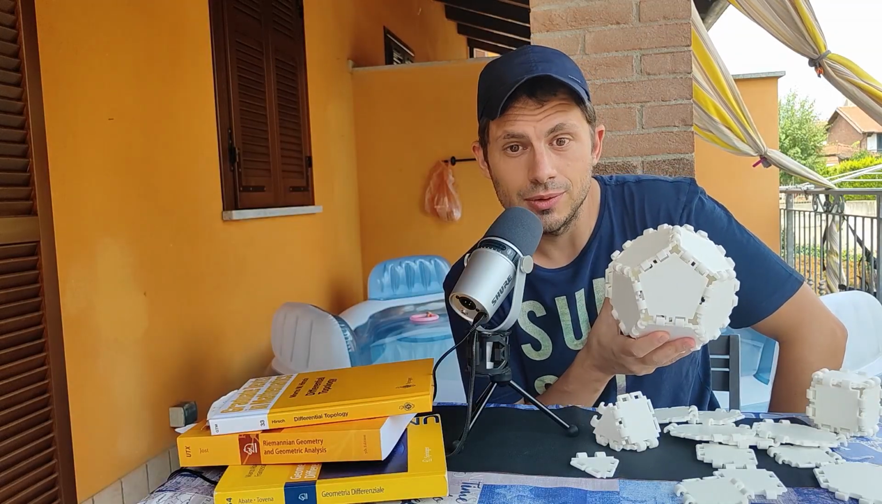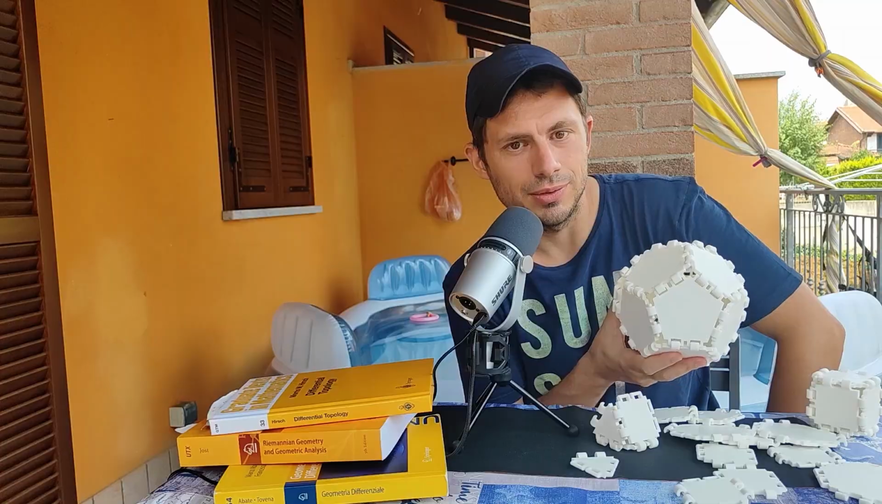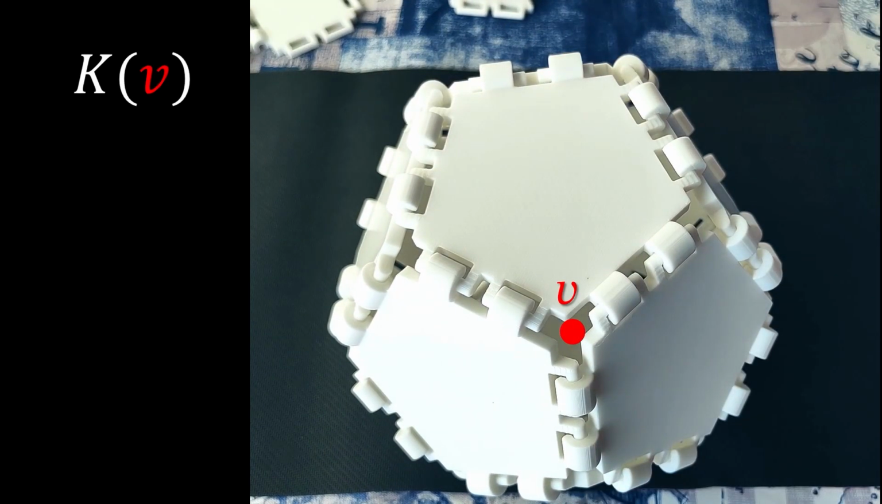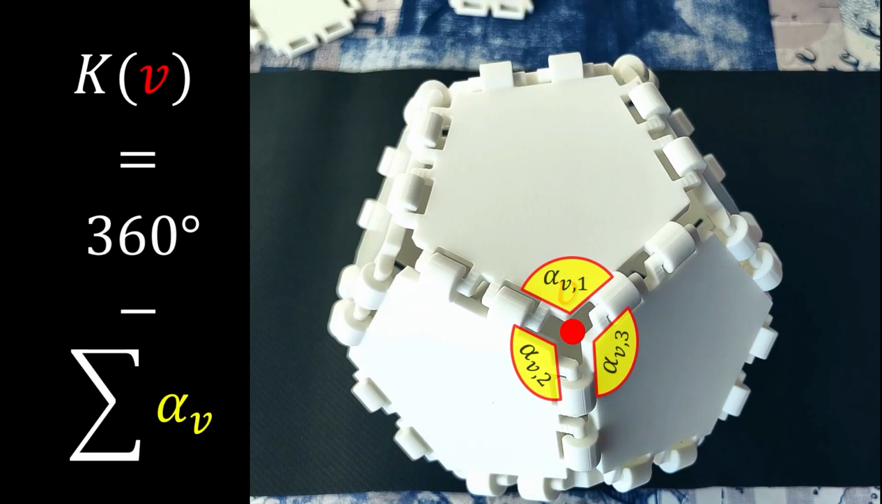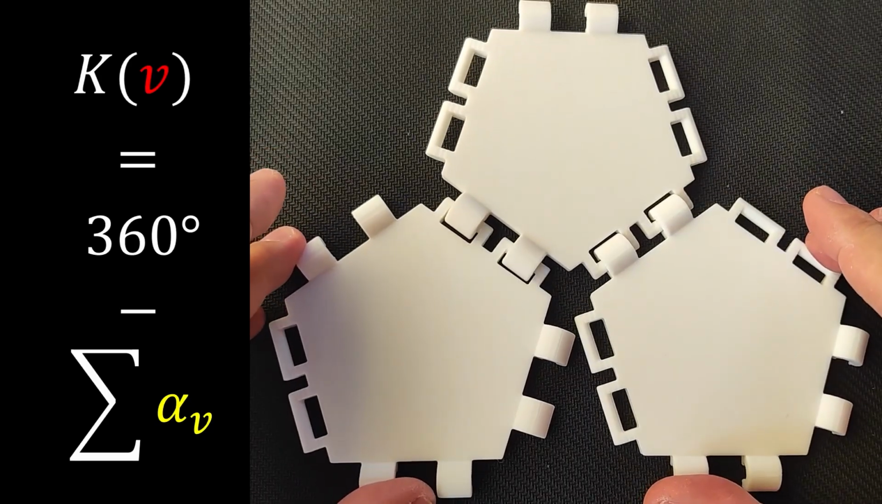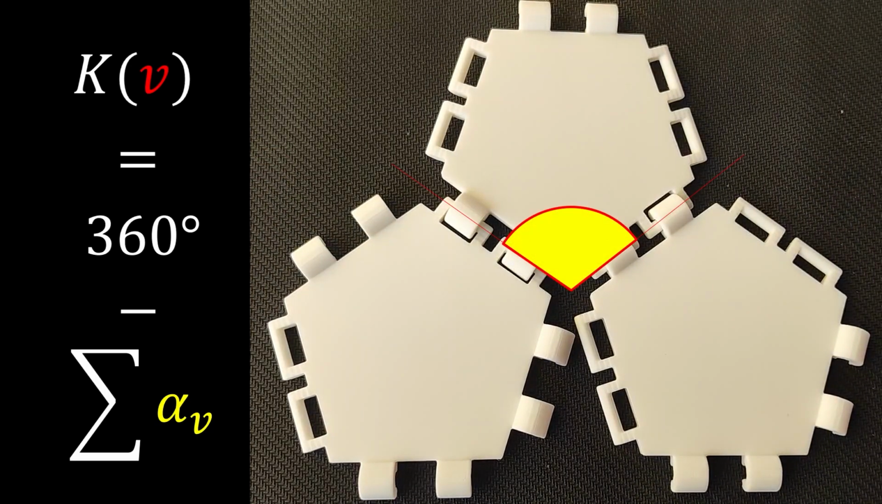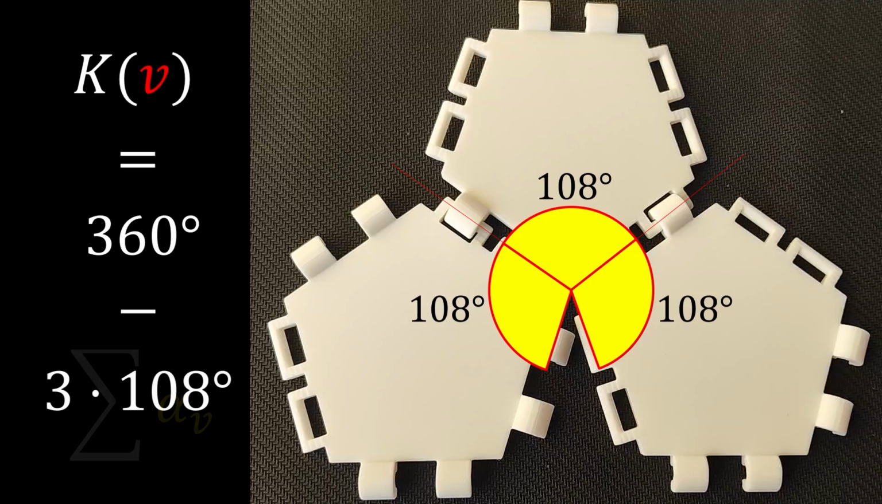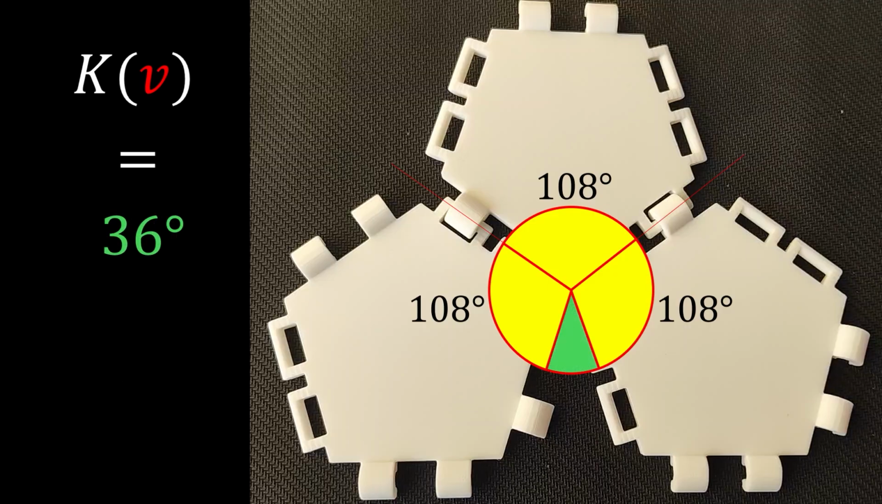Once again, this dodecahedron will represent an arbitrary polyhedron. For each vertex v, we define the angular defect k of v as the difference between a full angle and the sum of the face angles meeting at that vertex. In a dodecahedron, for example, 3 pentagons meet at every vertex. Each interior angle of a regular pentagon measures 108 degrees. So the angular defect at every vertex is 360 degrees minus 3 times 108 degrees, which is 36 degrees.